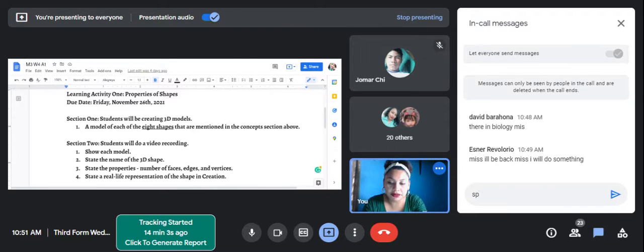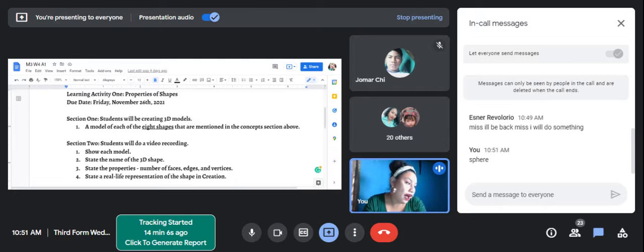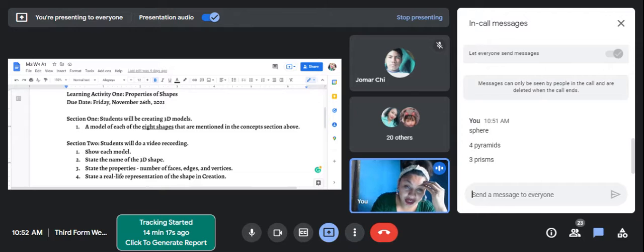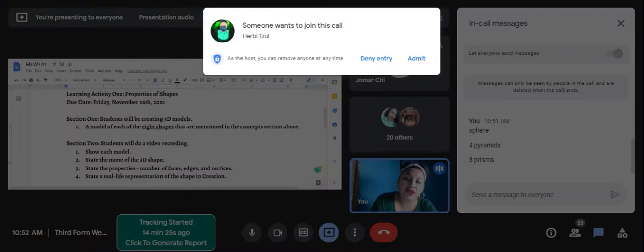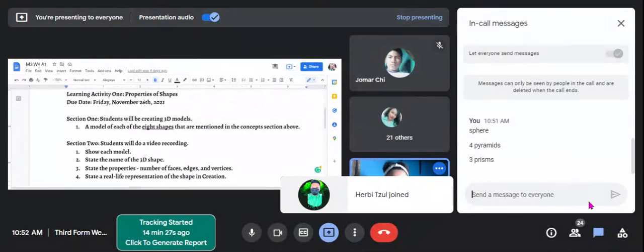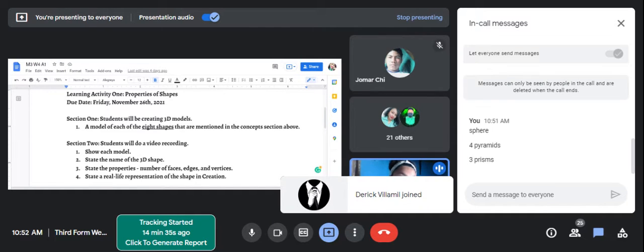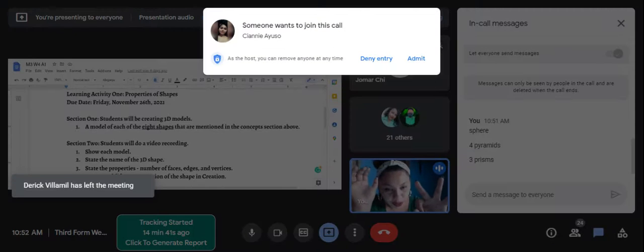And you have the sphere, you have the four pyramids, and you have three prisms. Those are the eight shapes that I'm talking about, and those are the eight shapes that you should have made your 3D models for. And then once you have your 3D models, you are going to be creating your video on them. So I'm repeating again, your video should have the sphere, should have four pyramids and three prisms.